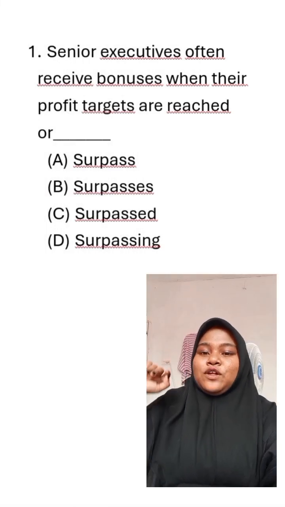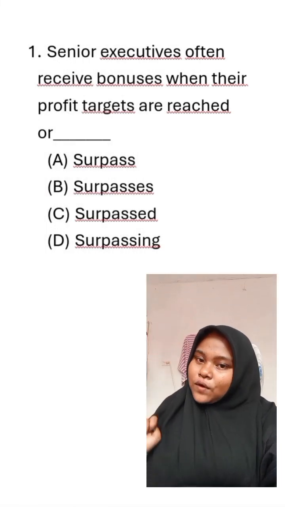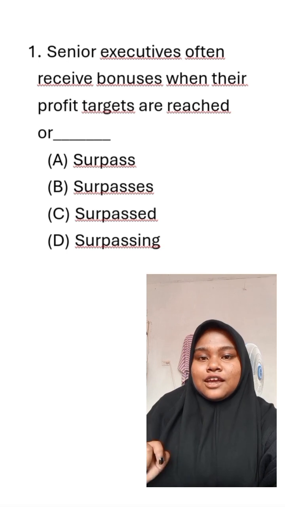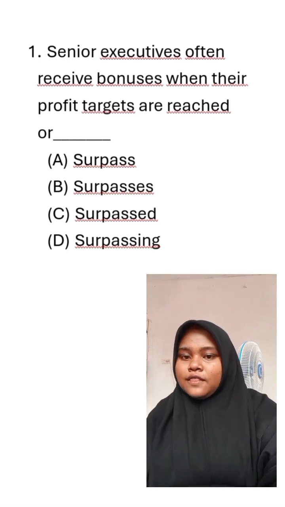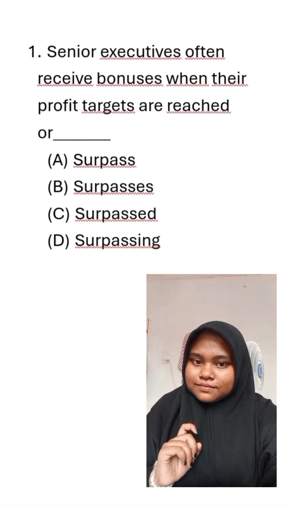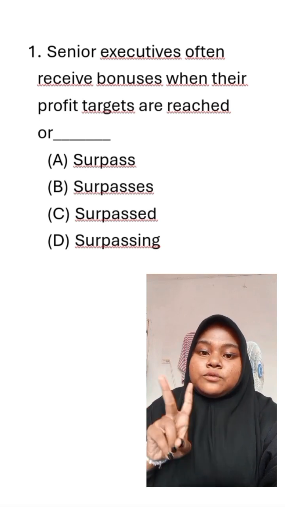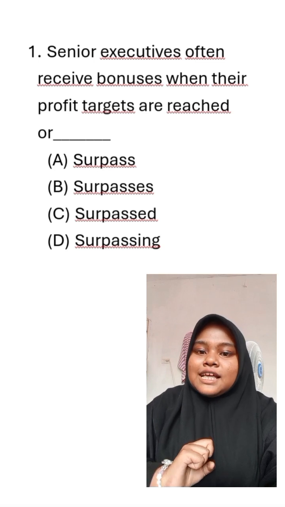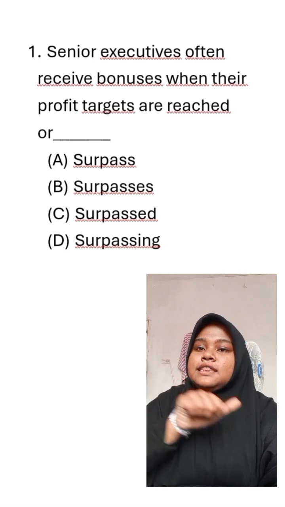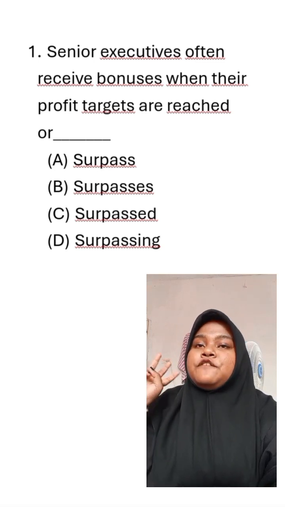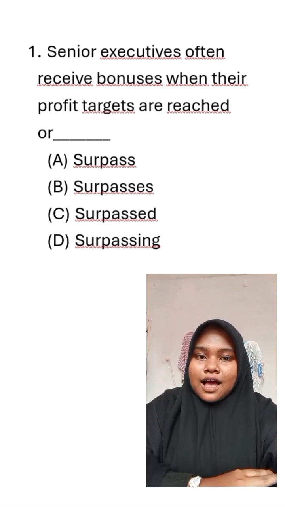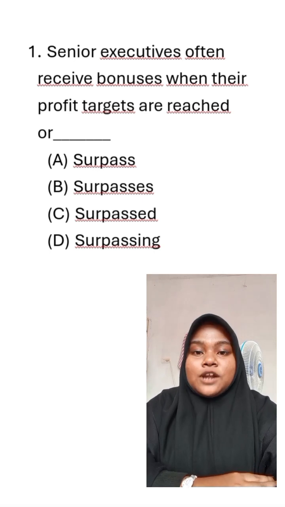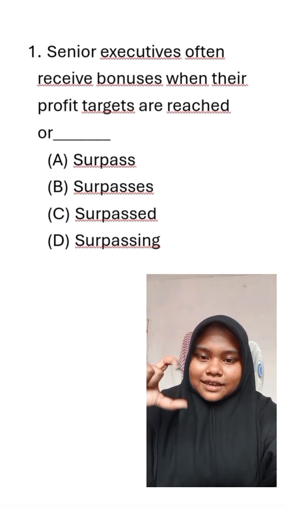Alright, next will be about question number 3. For question number 3, the answer is C. Why C? Because in the question before or, there is a B, which is richest. And richest is a verb 3. Automatically, the ones on the right and the left must be verb 3 too. Then surprised is a verb 3 or past participle. So that's why the answer is C.